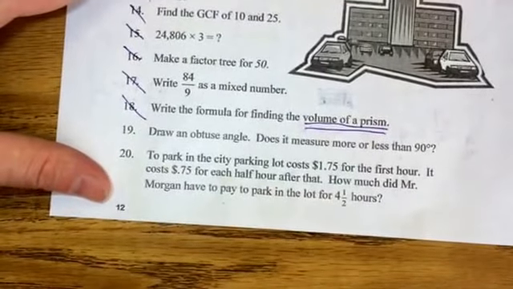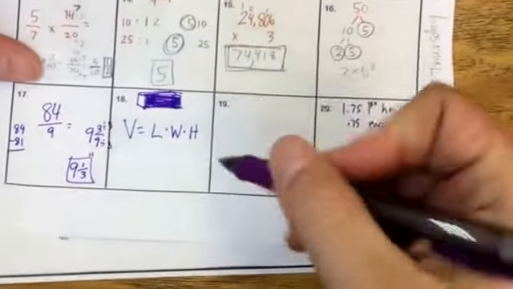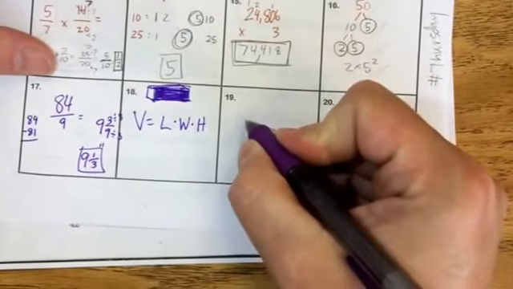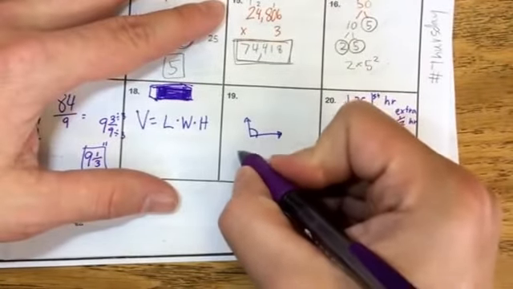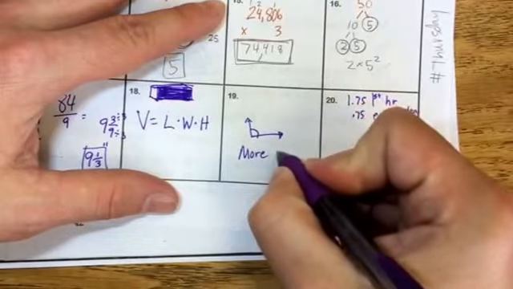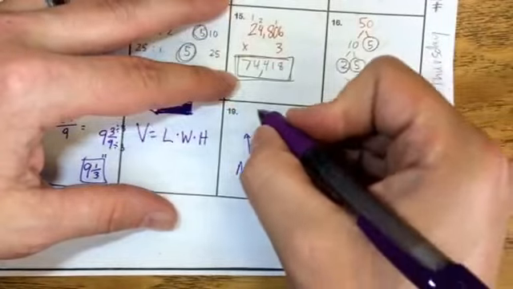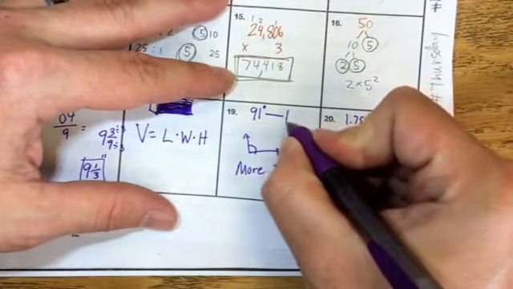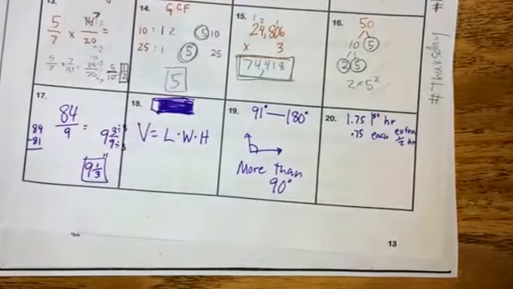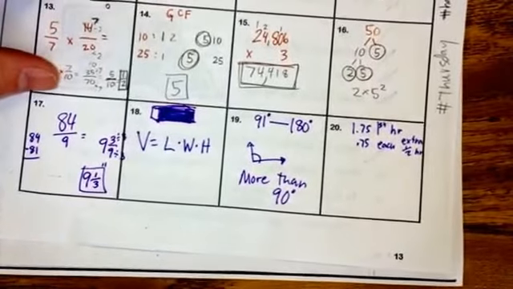All right, problem number 19, we need to draw an obtuse angle. Does it measure more or less than 90 degrees? An obtuse angle is anything that is greater than 90 degrees, so it is more than 90 degrees. Essentially we're going 91 degrees through 180 degrees. I know that 180 is a straight angle, but it's technically still an obtuse angle as well.